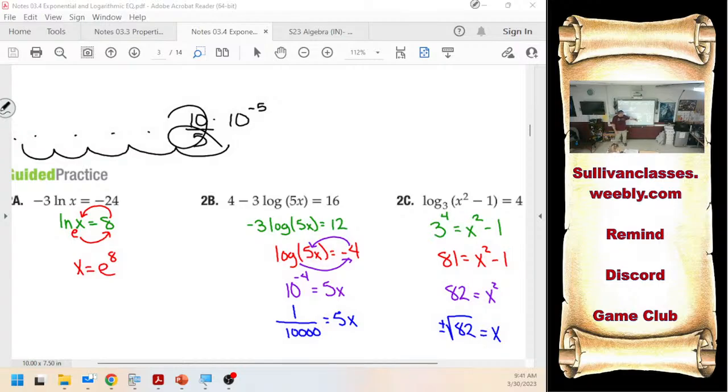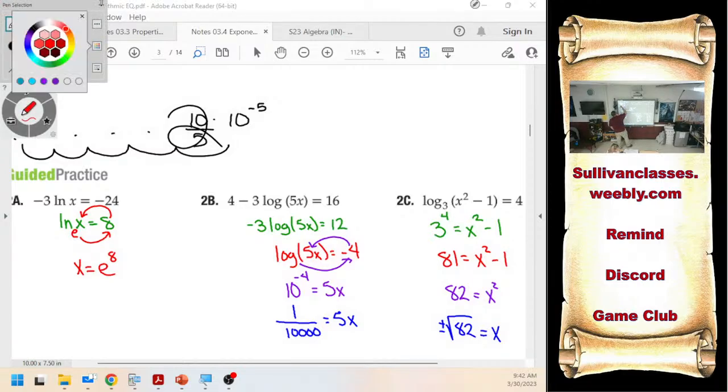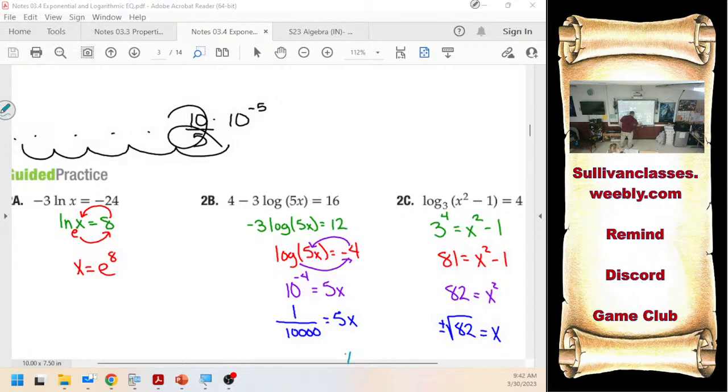No, I'm saying because of this exponent, you can't just divide 10 by 5. Because of the exponent. Okay. All right, x is 1 over 50k, or 0.00002.